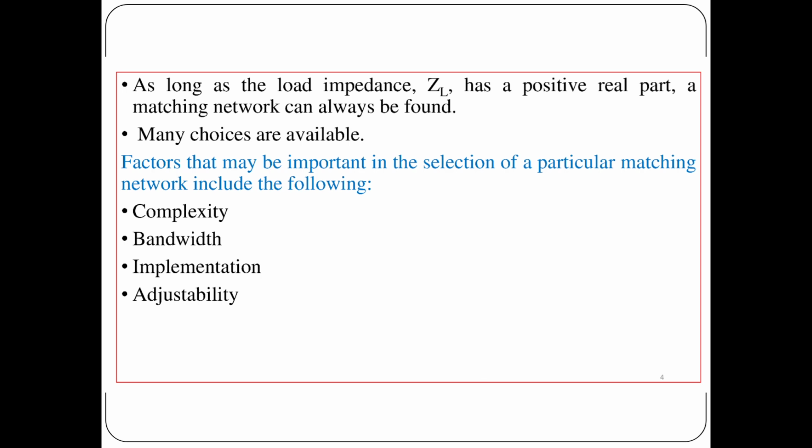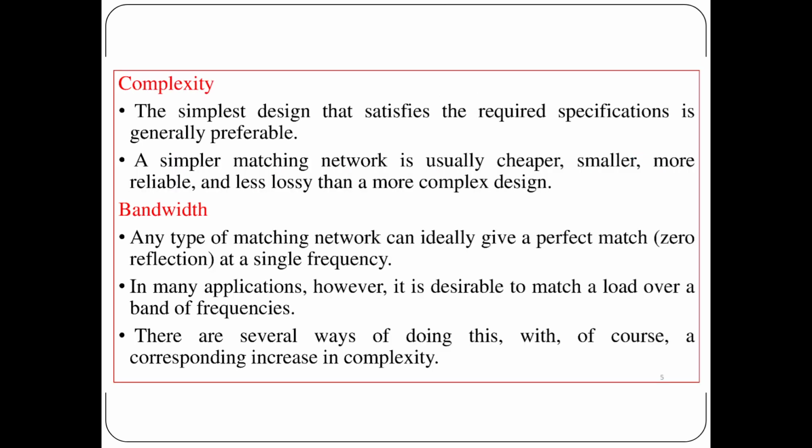Many choices are available. Factors that are important in selection of a particular matching network include complexity, bandwidth, implementation, adjustability. Complexity: the simplest design that satisfies the required specification is generally preferred. A simple matching network is usually cheaper, smaller, and more reliable and less lossy than a complex design.